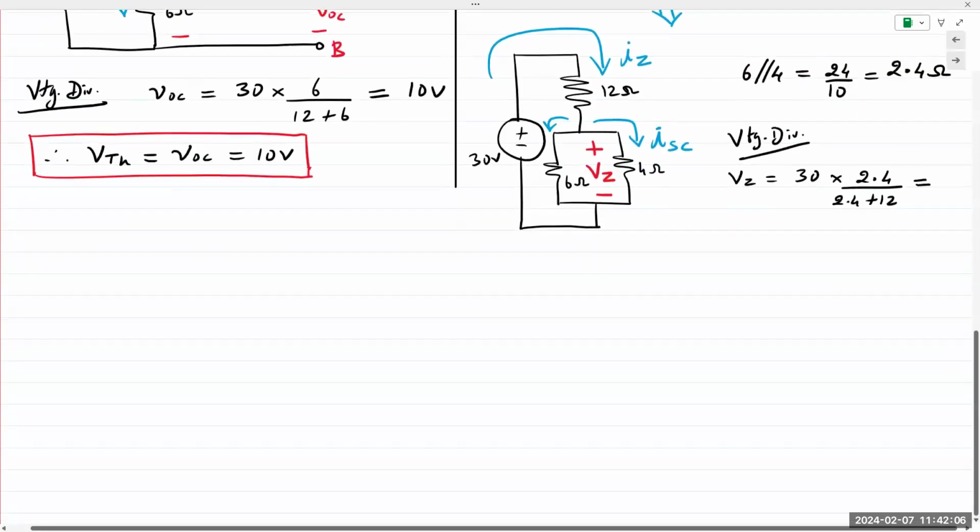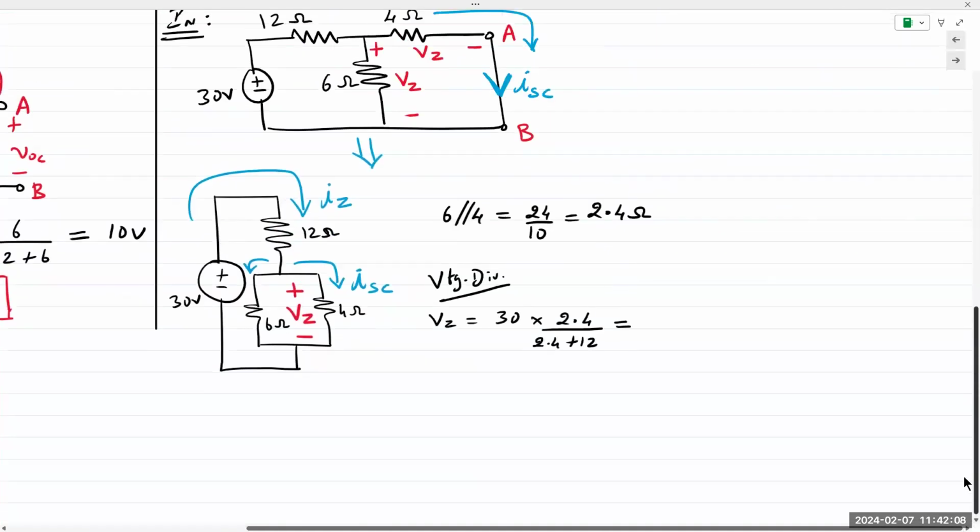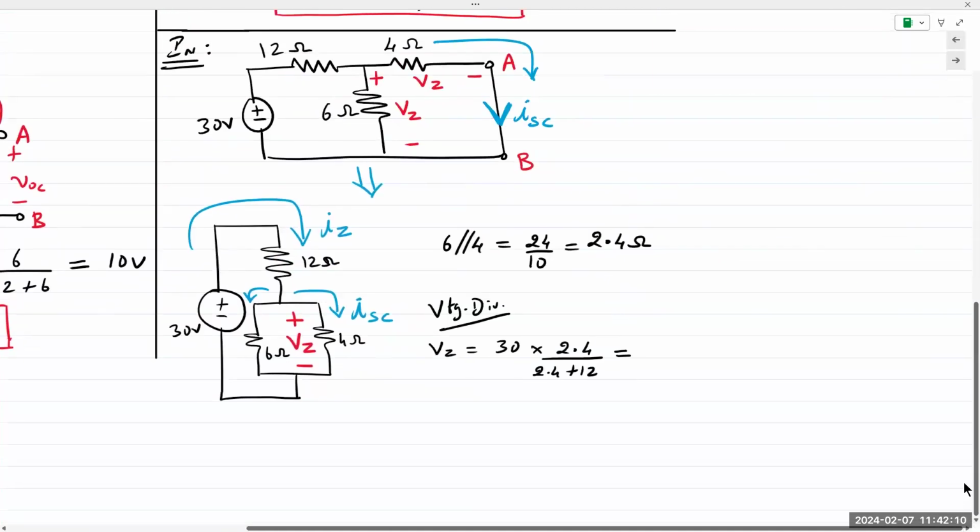So this gives me, what does it give me? Let's see. 2.4 divided by 14.4 times 30. 5 volts. VZ is 5 volts. I can apply Ohm's law and find the current through the 4 ohm resistor. That would give me ISC.